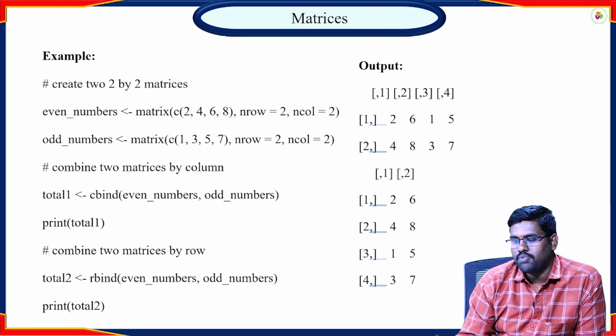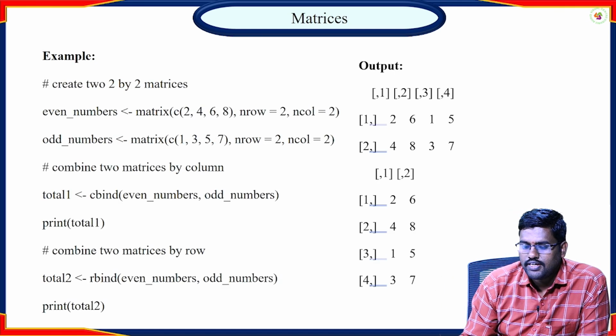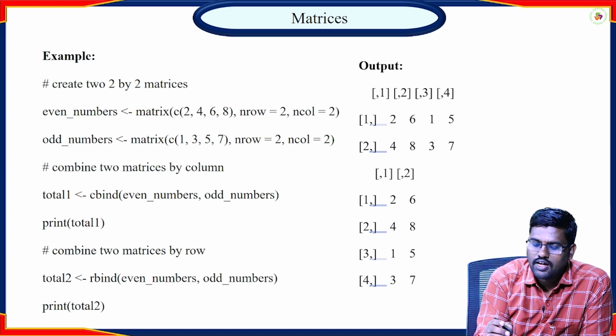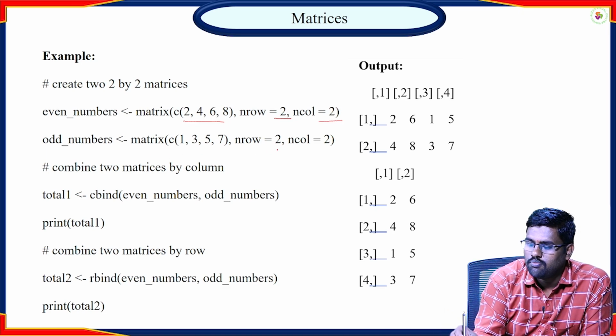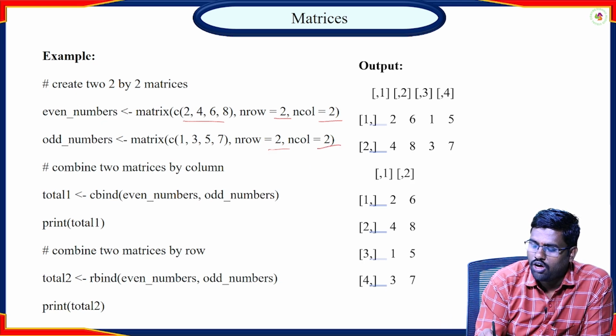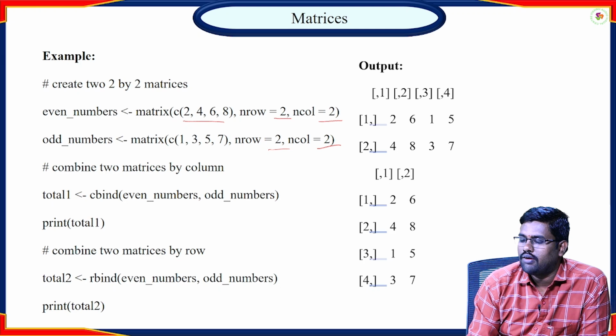Now see this example. First I have taken one example. The first one contains even numbers 2, 4, 6, 8, and that matrix has number of rows 2, columns 2. And I want to take the odd numbers, so that also has number of rows 2 and columns 2. So I want to combine cbind of even numbers comma odd numbers.